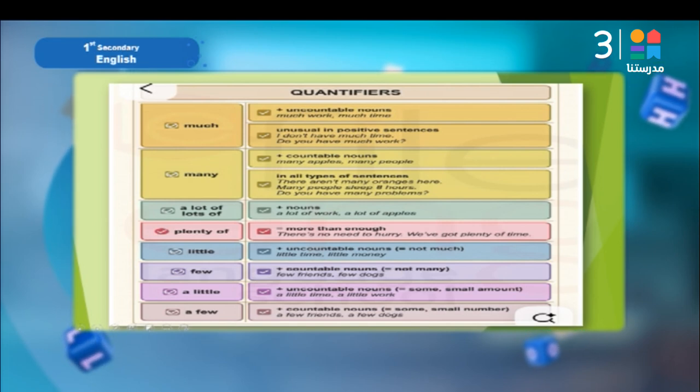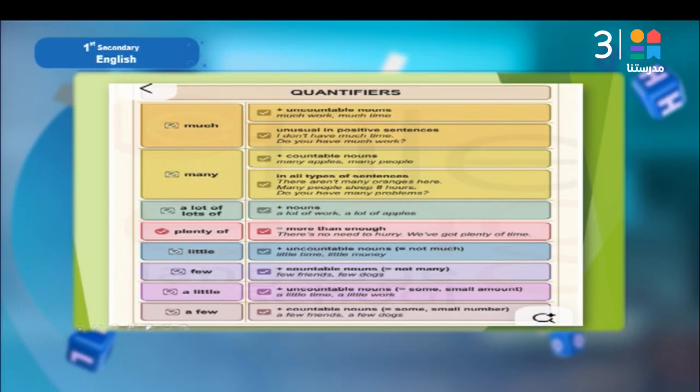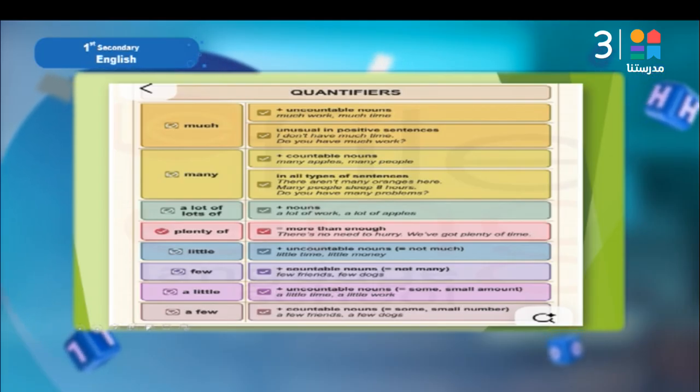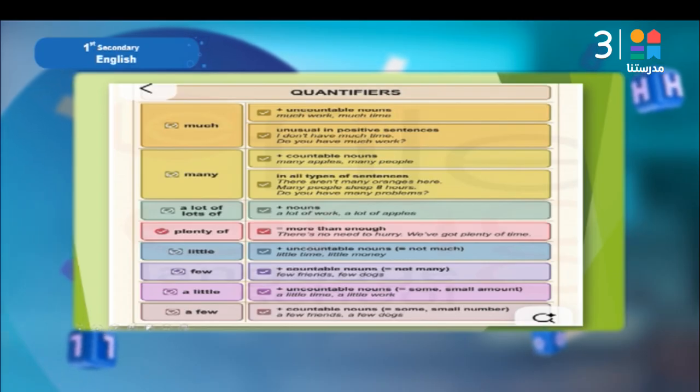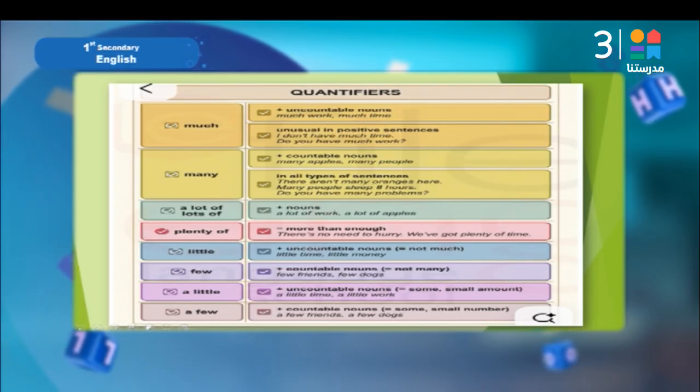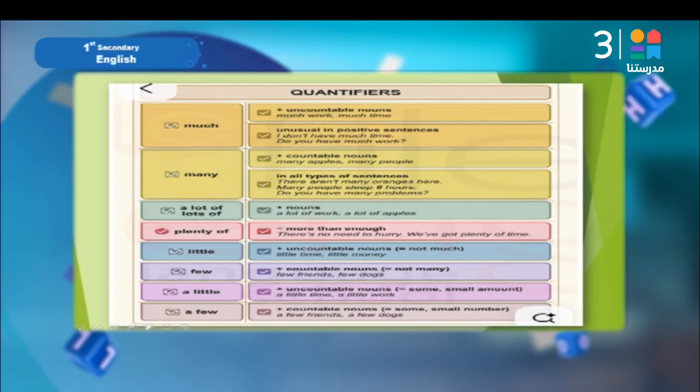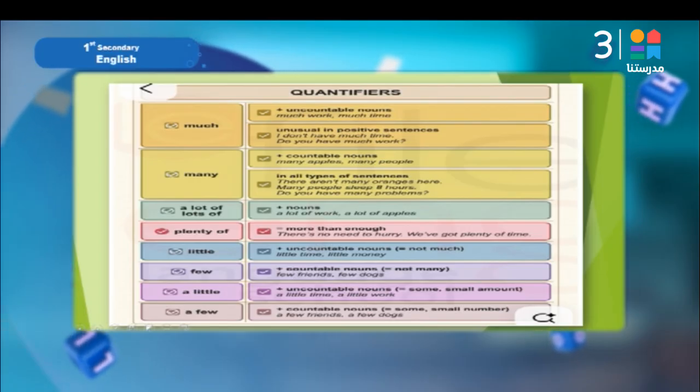The first one here is much. Can you see much? When I use much, امتى بستخدم much? I use much with the uncountable nouns, okay, and it is always used in negative statements, not positive statements. So I say, I don't have much time. Do you have much work? And so on.